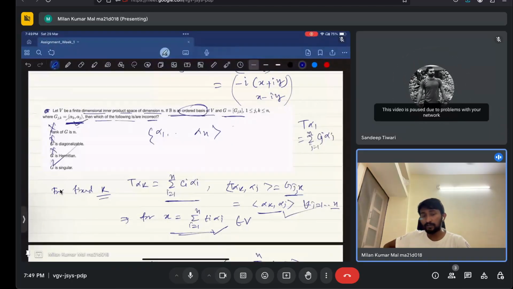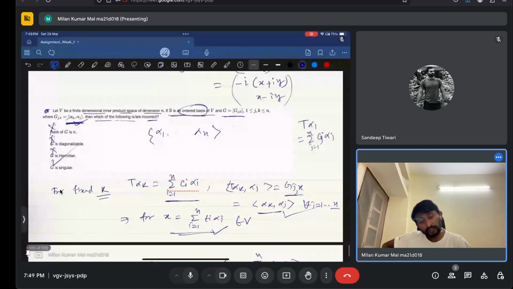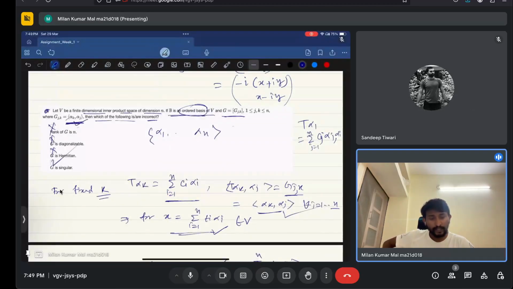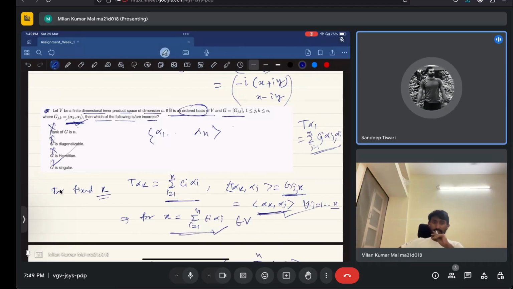What is the matrix representation with respect to this ordered basis? That is, when we take the inner product with alpha i, then that will be the i comma j entry of the matrix. I don't know whether it is 0 or not. I have just taken that the j comma k entry is given by inner product of alpha k with alpha j.